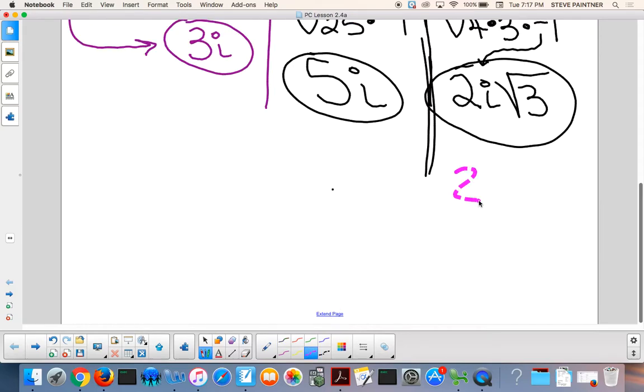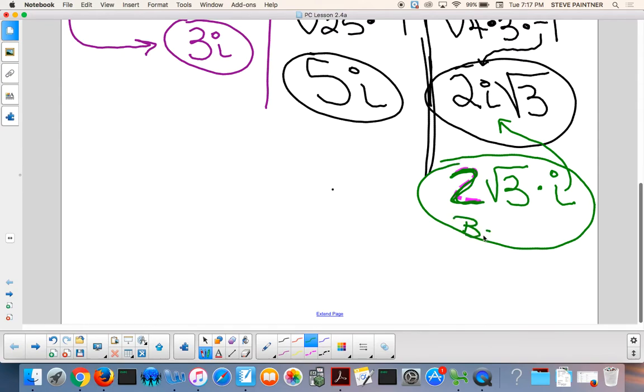Okay? Now, just so everybody knows this, in the back of the book, your answers will always look like this: 2 times the square root of 3 times i. And I don't like this because sometimes I can't tell if i is outside the radical or inside the radical. So this is what I'd rather see. This is what's going to be in the back of the book. This means the same thing as this. This is the way I would like you to write it.